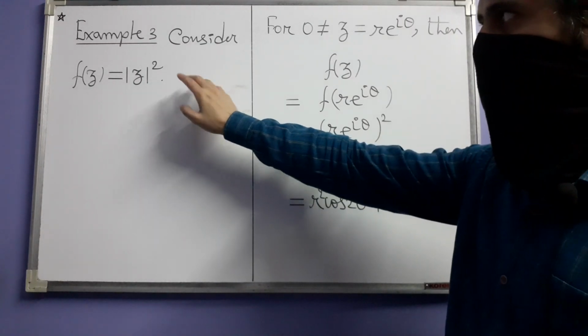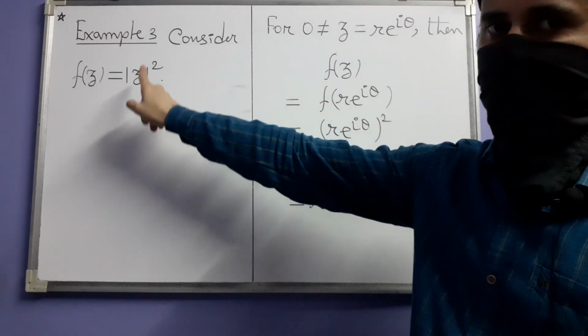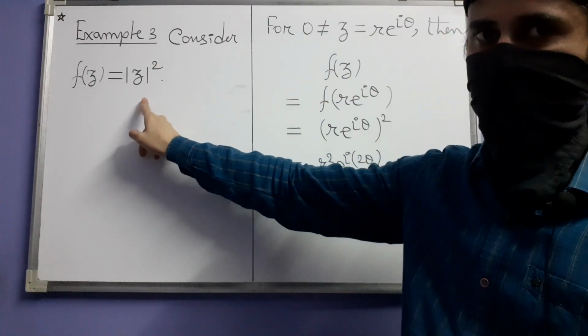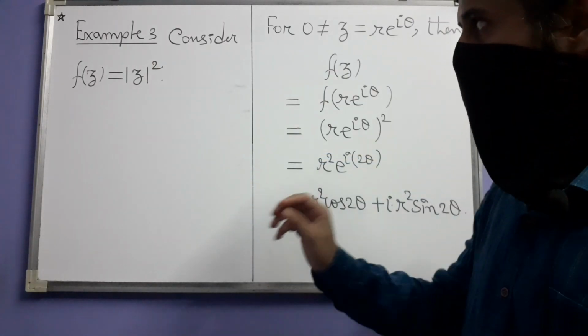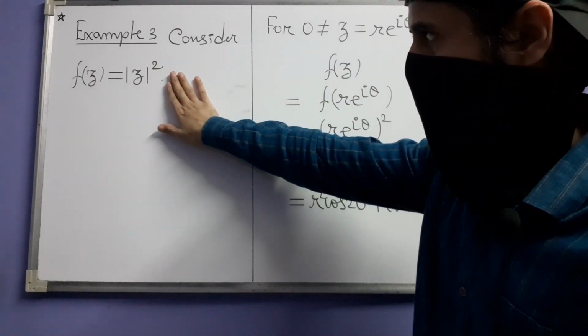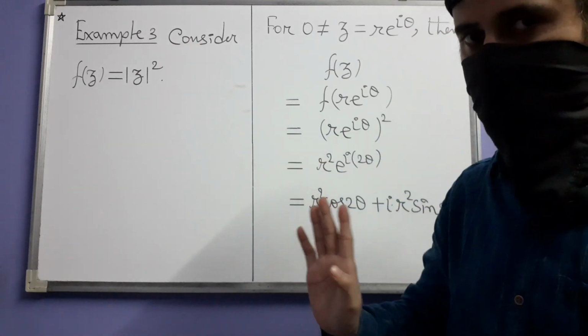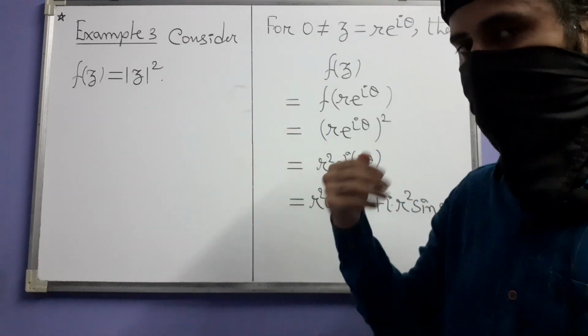Example 3, where the function is this. We take the square of the absolute value of the input. Note carefully that this is a real number. It is a complex number, fine, but actually it's a real number.